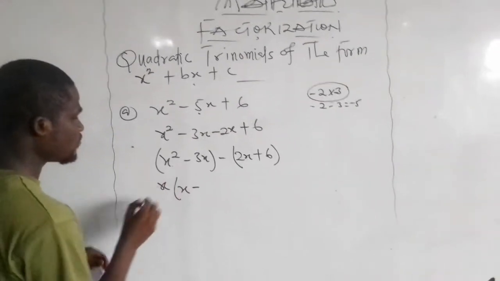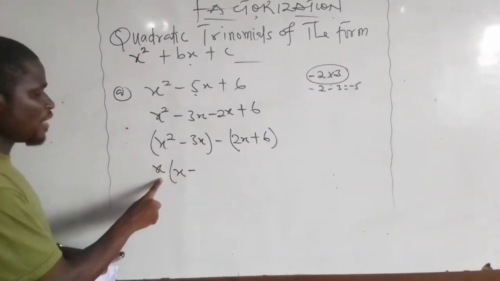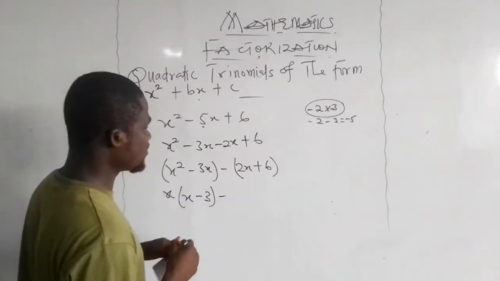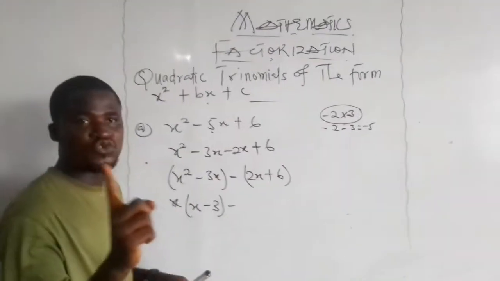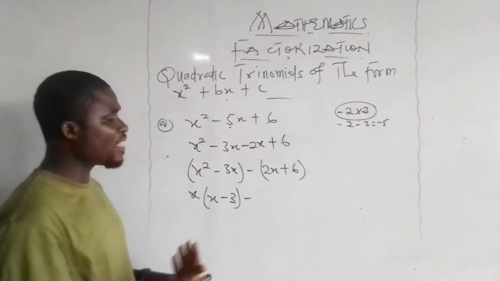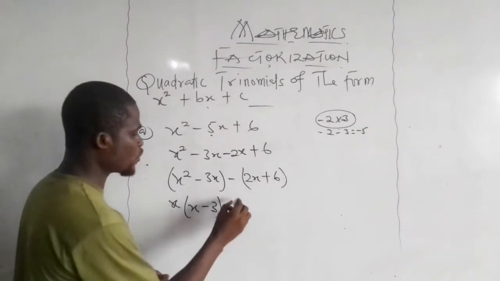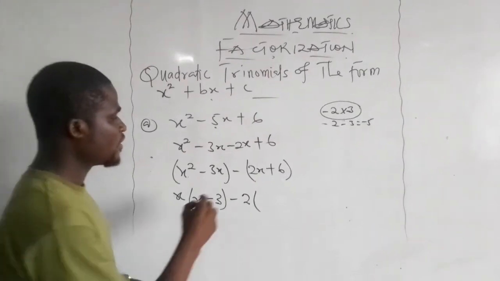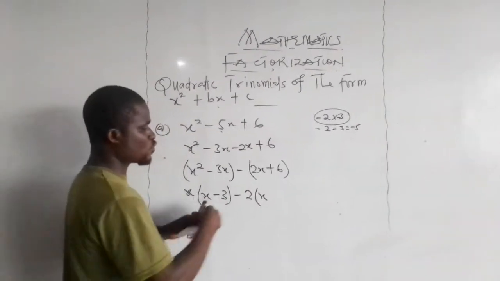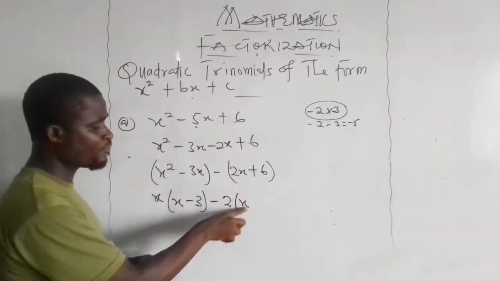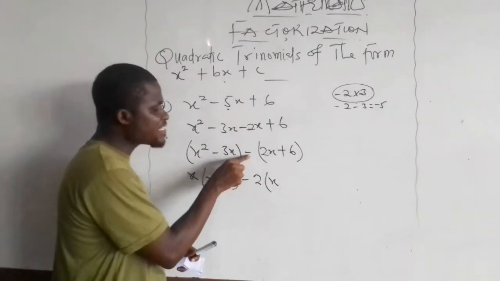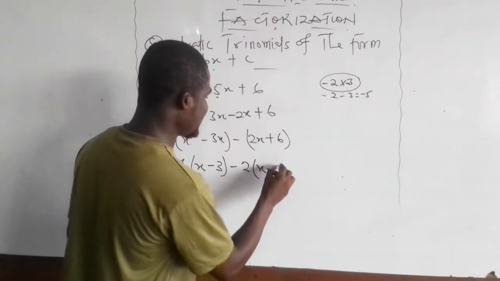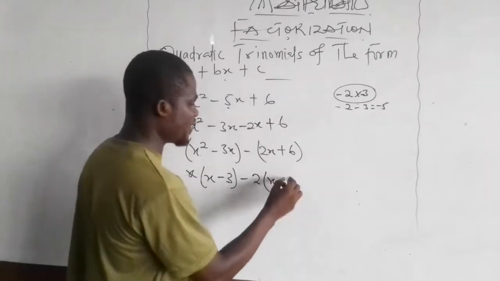minus. Now x is already out, so what remains here is 3. Good. Minus, the figure common here is 2, because 2 can go into itself and at the same time into 6. So 2 is common, 2 will come outside the bracket. Now because 2 is out, x remains here. Take note, negative times positive is negative. So we are going to have negative 2 times what will give you 6, which is 3.